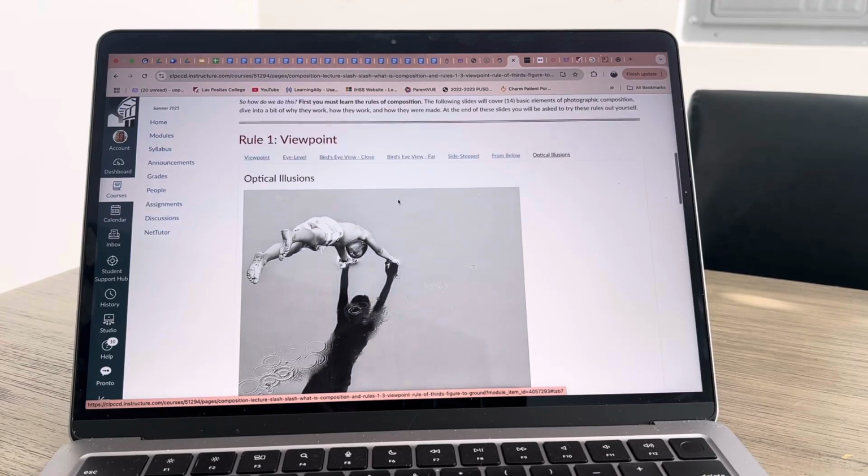Wow, that's talent. So this is all for rule 1, viewpoint. I think I have a better understanding of it.